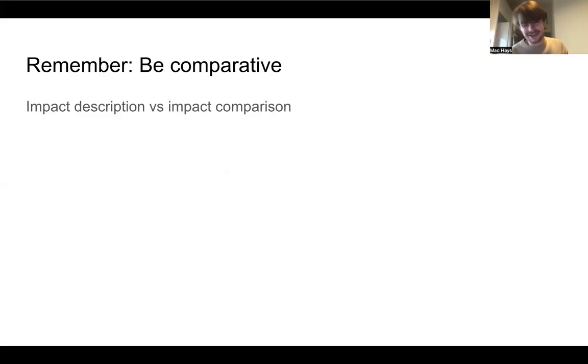One of the biggest reminders I have to give students about weighing is that it has to be comparative. This is sort of obvious, right? It seems to flow directly from the definition of weighing, which is comparing your arguments. But a lot of the time, students don't actually make their weighing very comparative. So what I mean by that is, one way you can make it seem like you're comparing your arguments is if you explain why your impact is incredibly large, or conversely, you explain why their impact is incredibly small.